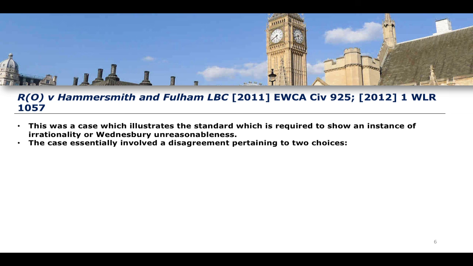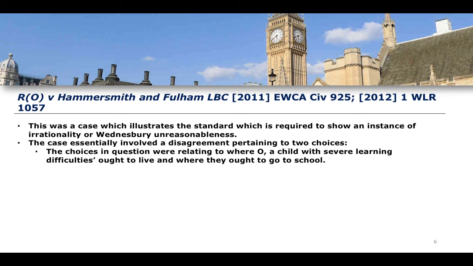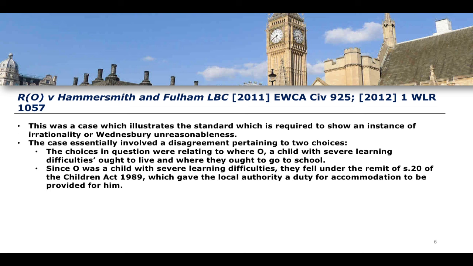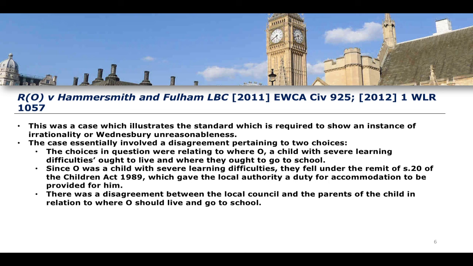It was a case which involved a disagreement pertaining to two choices, okay? The choices were relating to an individual, a child, O, with severe learning difficulties, and where that child ought to live and where they ought to go to school. Since O was a child with severe learning difficulties, they fell under the remit of the Children Act 1989, specifically Section 20 of the Children Act, which gave the local authority a duty for accommodation to be provided for him.